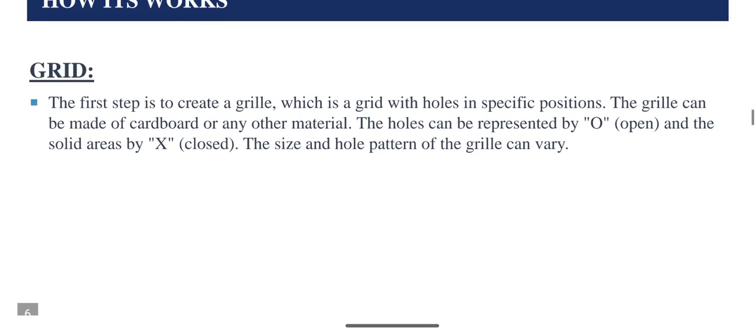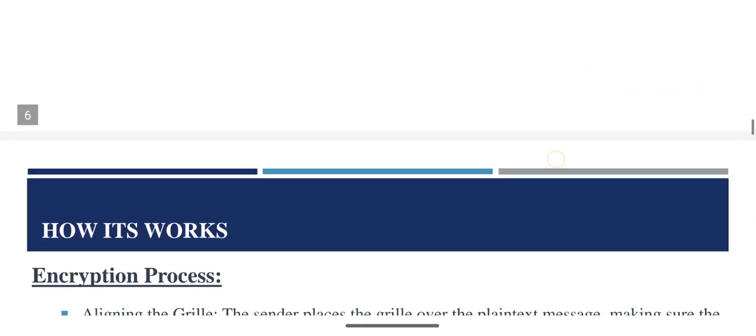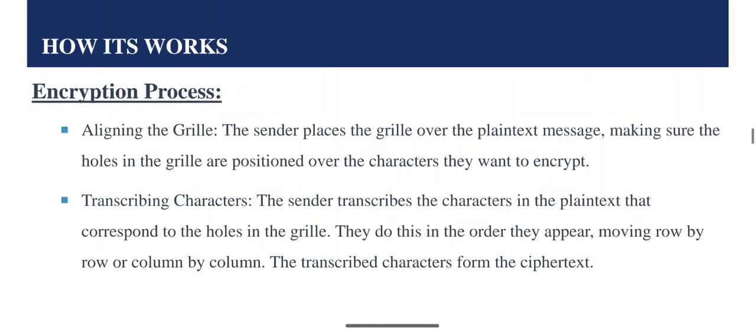How it works? Grid. The first step is to create a grill, which is a grid with holes at specific positions. The grill can be made of cardboard or any other material. The holes can be represented by O and the solid area by X. The size of the hole pattern of the grill can vary.